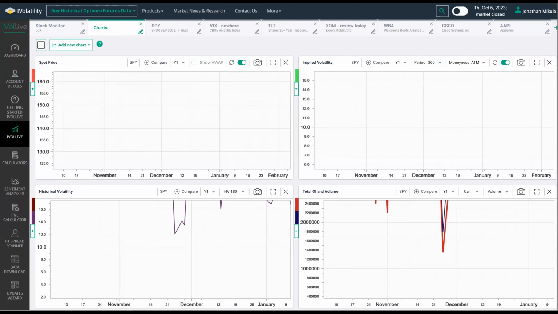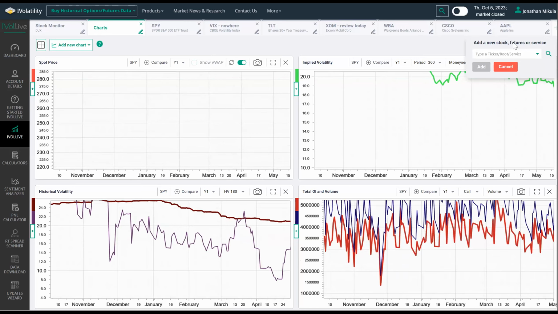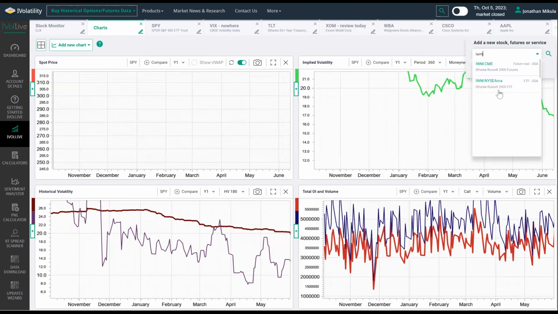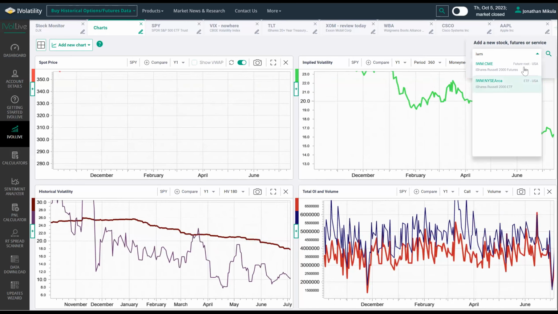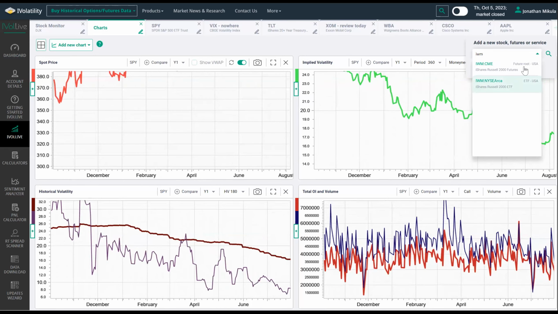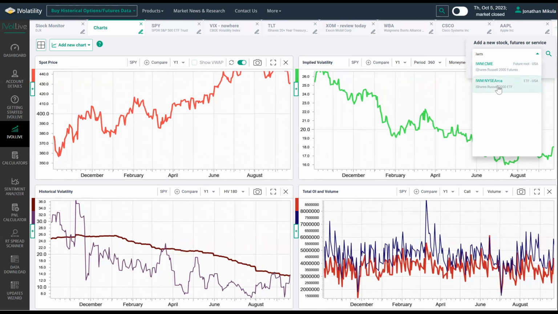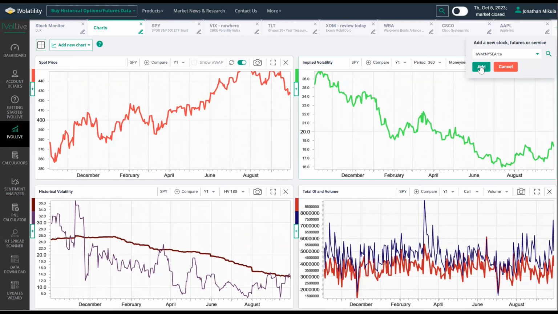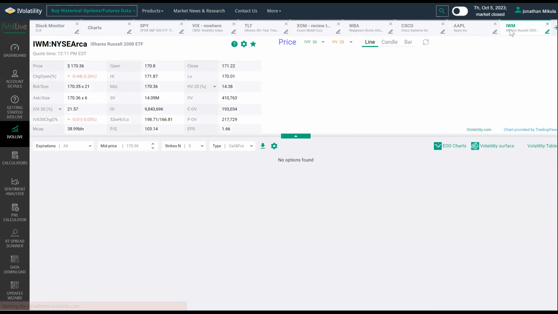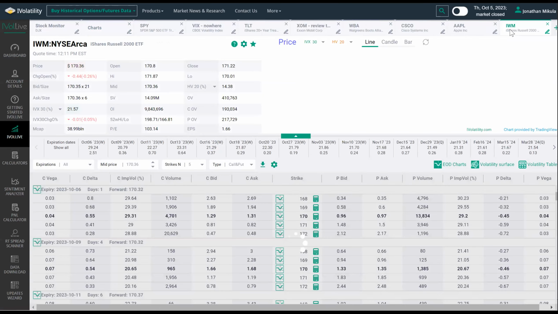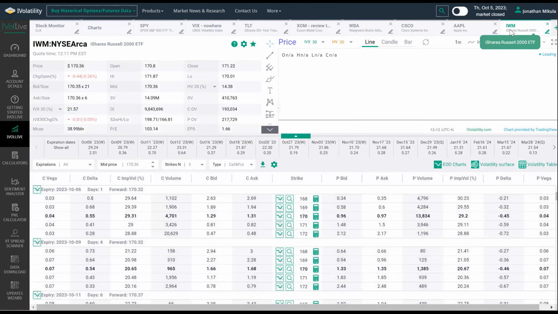And then if we wanted to pull up IWM, the Russell 2000, you just pull that up. You can find the one you're looking for. So we cover options and futures at IVolLive. In this case, for this webinar, I want to look at the stock options. So I'm going to go with the NYSE. And here we go. The Russell 2000 populates.